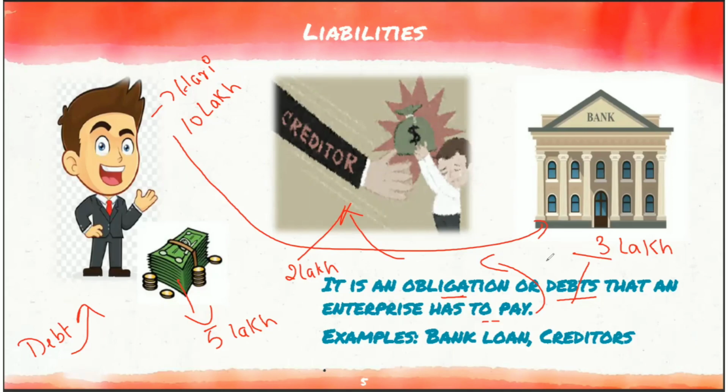When a company, an enterprise or the owner borrows money from a third party, it might be a bank, a financial institution, or any person, then it creates an obligation as soon as we borrow the money, and that obligation we call a liability. Okay, examples: bank loan and creditors. This term I'll explain in a further video. I hope I'm clear till here.